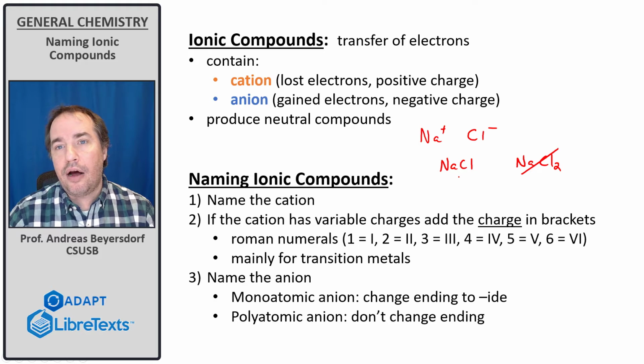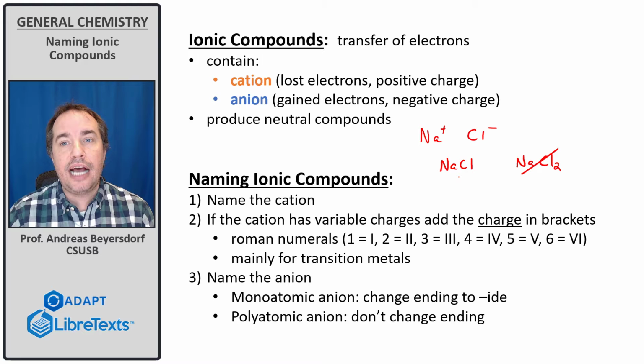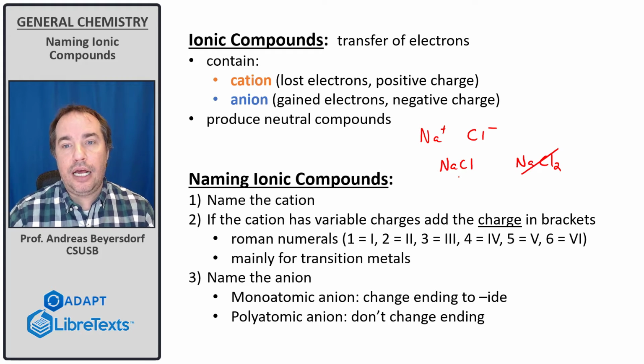How we name ionic compounds follows 3 steps. The first thing we do is we name the cation. In this case, that would be the sodium. If the cation has a variable charge, we have to add that charge in brackets. This is most common when we're talking about transition metals. Then finally, we name the anion.